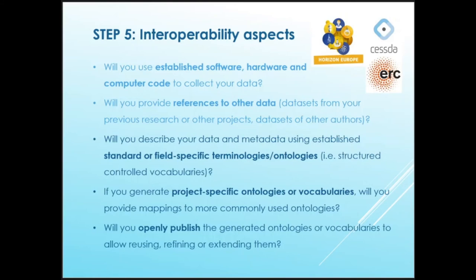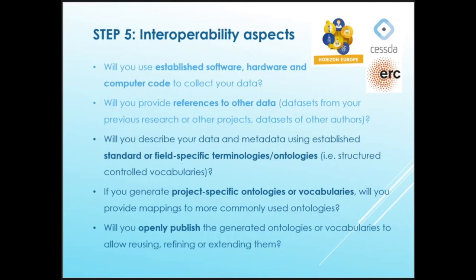Reusability. So here all the templates ask whether or what documentation will be created and provided to validate your data and facilitate their use. So the point here is to make your data understandable to other researchers. So as we have heard before, it is not a trivial task to describe this in a proper way, and it can also take quite a lot of time.